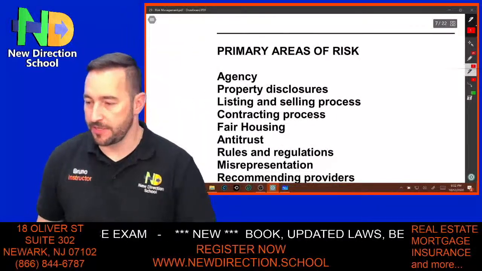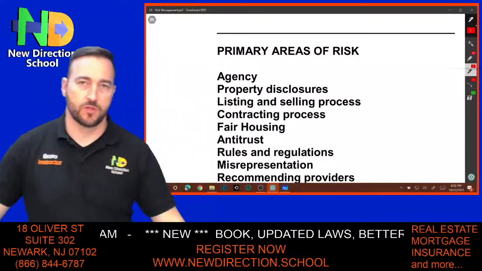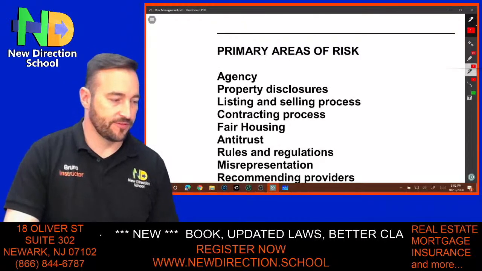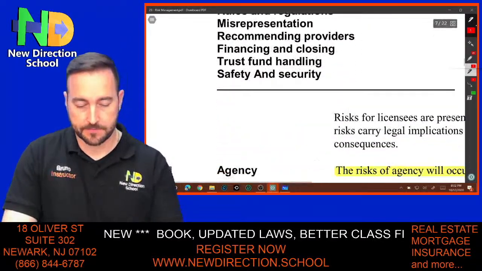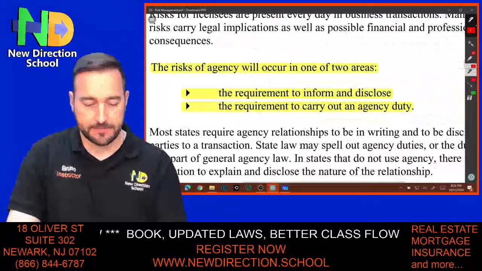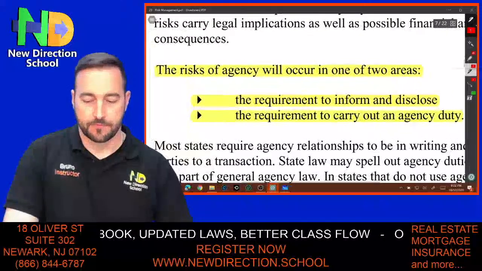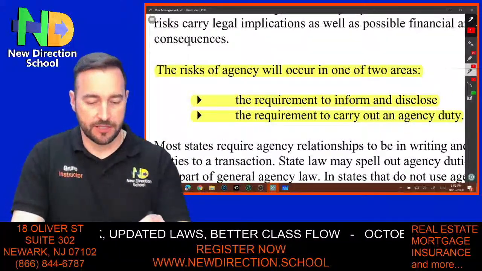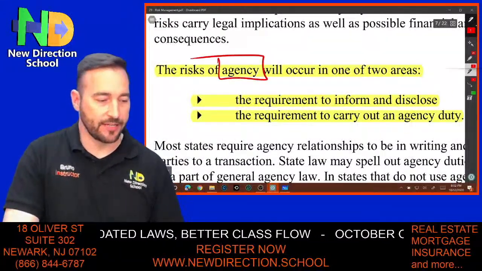Next, we have primary areas of risk. And again, going through this briefly. Agency. You guys already know what agency means, right? Who can tell me what agency means?